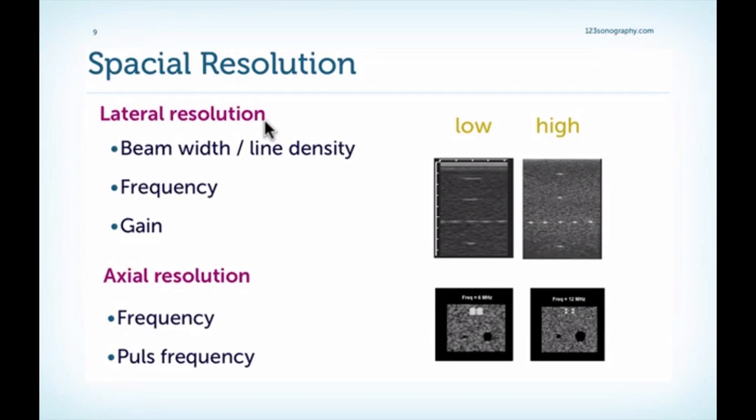First, I would like to discuss spatial resolution. Now, spatial resolution can be divided into lateral and axial resolution. Lateral resolution is defined as the ability to distinguish between objects which are on the same line, or in other words, at the same depth, while axial resolution is defined as the ability to distinguish between objects which are on the same axis at slightly different depths. Here's an example of a phantom that has been scanned with 2 different transducers.